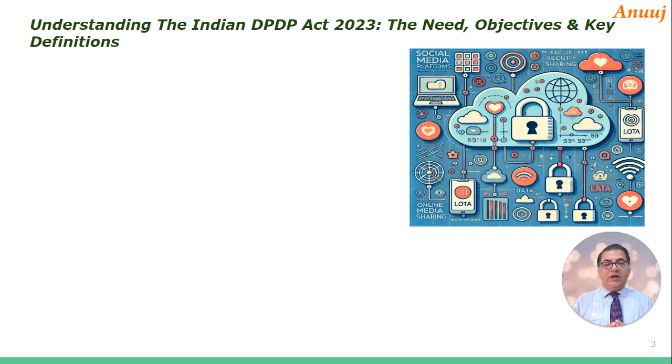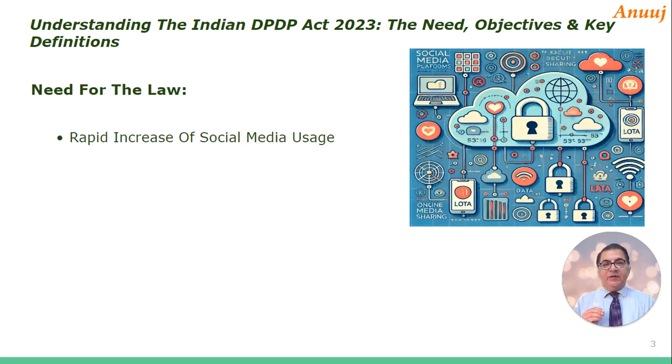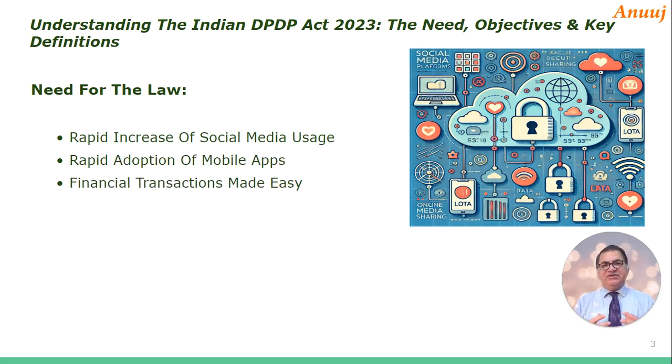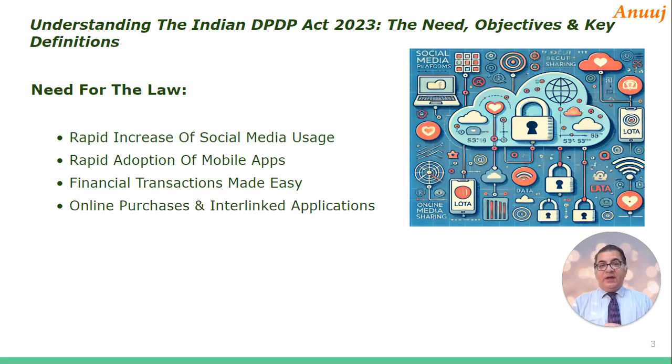So let's start talking about the basic need of why India needed the DPDP Act. There is a huge increase in people using social media. Since COVID and so many other things, the utilization of handheld devices and online applications has increased tremendously. Mobile apps, financial transactions, all banks have financial apps, the logical ones. You have thousands of online apps that offer you loans, and you end up entering your personal details on those apps, and there's a lot of online purchases which are done through interlinked apps, right?